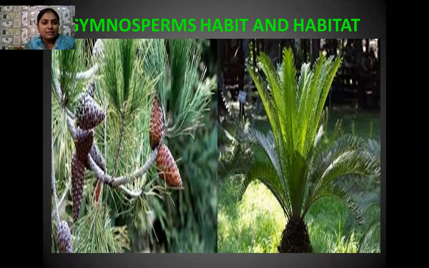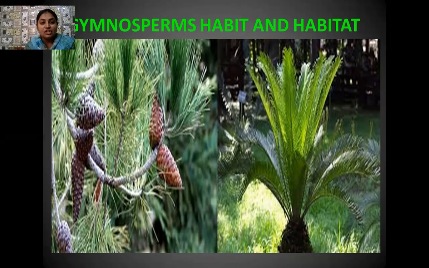So why are these leaves needle shaped? Because these plants are generally found in the mountain areas or hilly areas. There is a lot of rainfall, but the rainwater generally runs off from the slopes, and because of this, there is a deficiency of water in their habitat. And in order to prevent the loss of water through transpiration, these gymnosperm plants generally have needle shaped leaves.